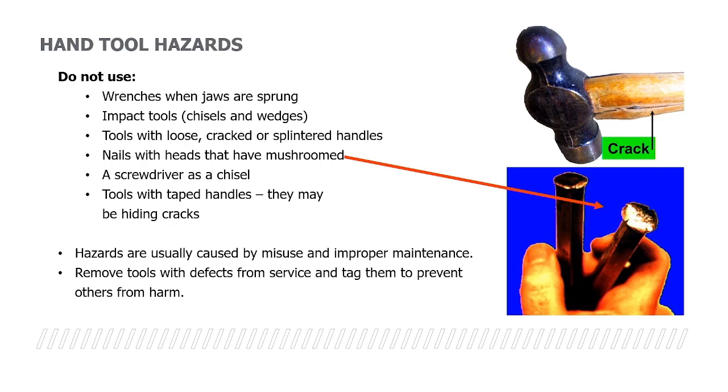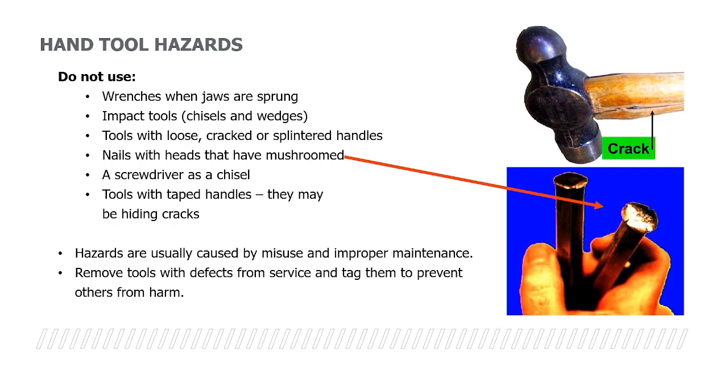Hand tool hazards include, and we're going to give you some examples: do not use wrenches with jaws that are sprung. That one a lot of times will cause an individual to pinch their hands or fingers. Impact tools, an example of that would be chisels and wedges, tools with loose, cracked or splintered handles, nails with heads that have mushroomed. Those are some things to look for. Using a screwdriver as a chisel, you don't want to do that.